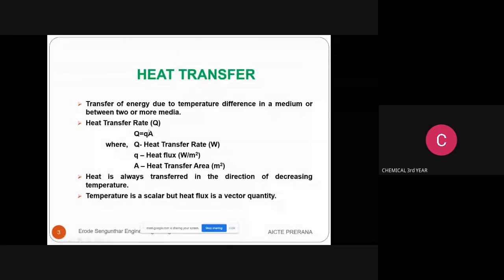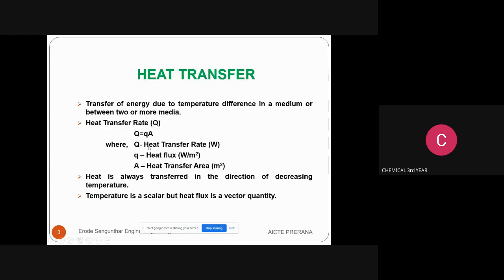Okay, whatever the system we may take, it may be the pipe or cylindrical wire or nuclear section or whatever it may be, the cross sectional area is nothing but your capital A. So this is the relationship between the heat transfer rate and heat flux. So heat transfer rate is equal to heat flux into cross sectional area.